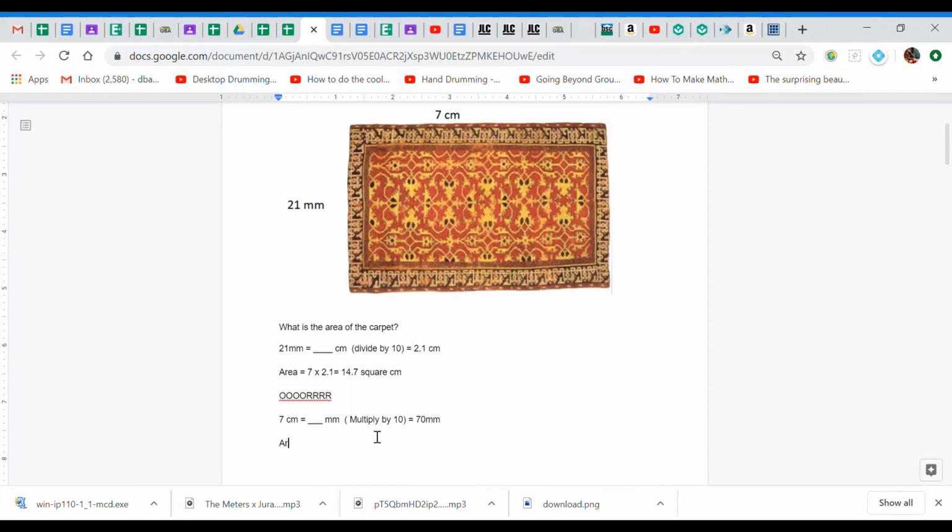So all I need to get the area in this case would be 70 times 21. All I know is that it's 10 times bigger, so it's going to be 1,470 square millimeters. You'll see the number is pretty similar to the one we had in the incorrect answer at first, but the size of it is obviously very different because of powers of 10 and the metric system.